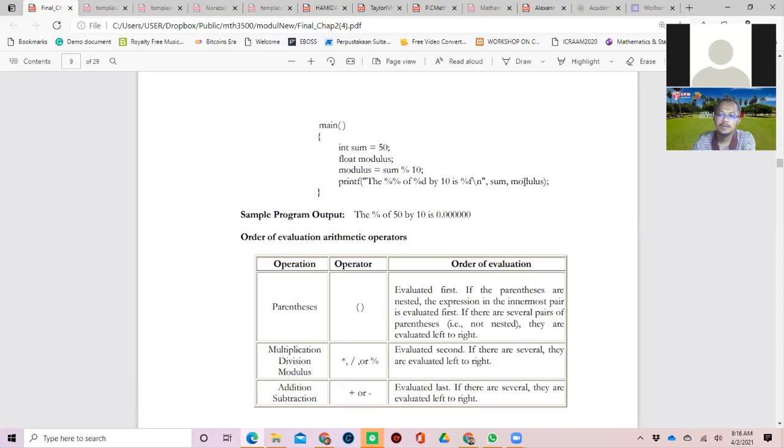If you declare modulus as integer, then the output will only show 0, no printing of decimal number, floating point. Okay, this one is important: if you want to show a floating point output, then you have to declare as a float. If you want to display as an integer, you need to declare as an integer. Okay, now finish.